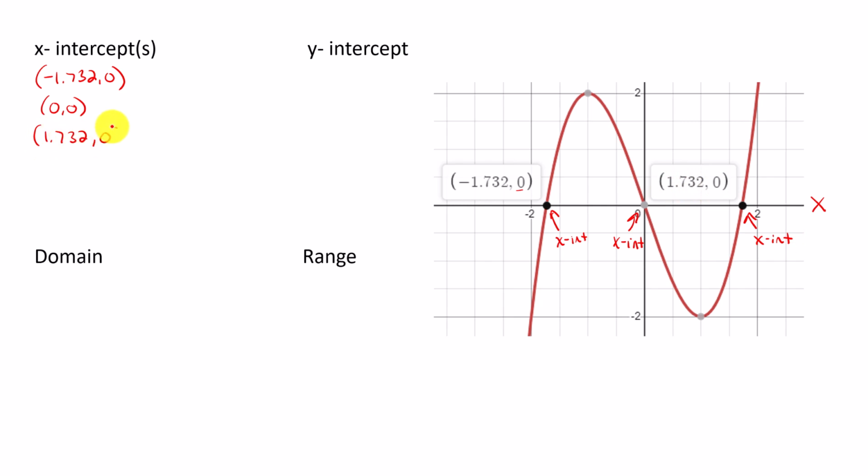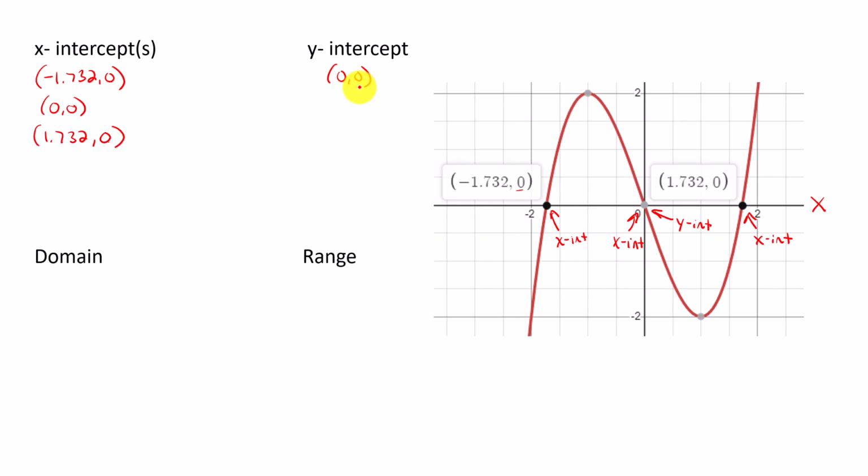So an x-intercept is where my graph crosses the x-axis. I will always have 0 for the y value. Okay, we also know what a y-intercept is. A y-intercept is where my graph crosses the y-axis. And so this point here happens to also be a y-intercept. And so our only y-intercept is our origin, which is 0, 0.